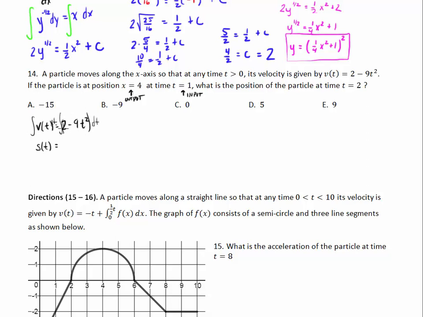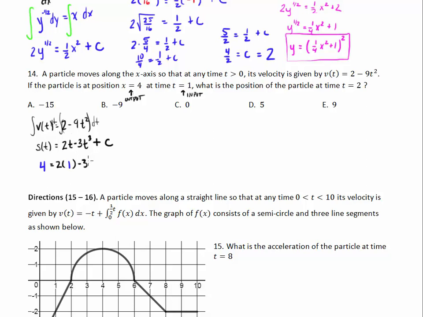Antiderivative of 2 with respect to t is going to be 2t. And the antiderivative of negative 9t squared is going to be t cubed with a negative 3 out in front. That will give us our negative 9, plus c. So this is our formula for the position. This will tell me the position anytime I want. It tells me that at time t equals 1, I should be at a position of 4. So I know my position should be 4 when my t value is 1.